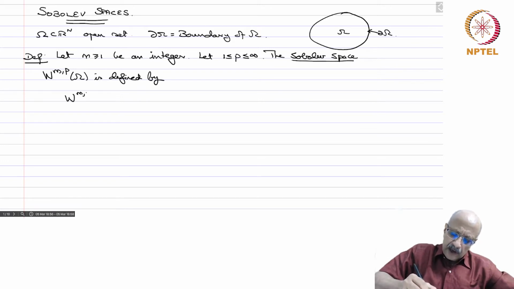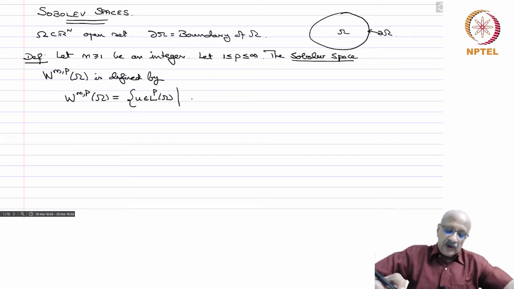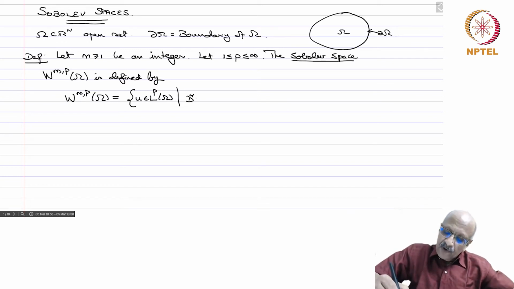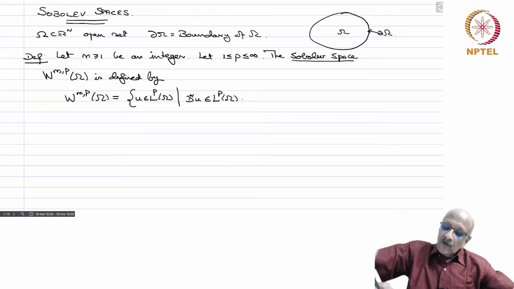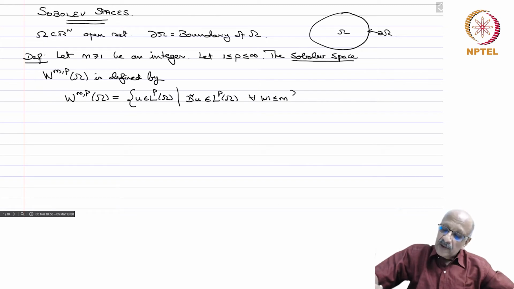Wmp of omega equals the set of all u in LP of omega. So, this is where the p comes in. We are in LP space, okay, such that d alpha of u is also in LP of omega for all mod alpha less than or equal to m. So, these are the multi indices, as you know. So, m is the order up to which you are considering the derivatives.